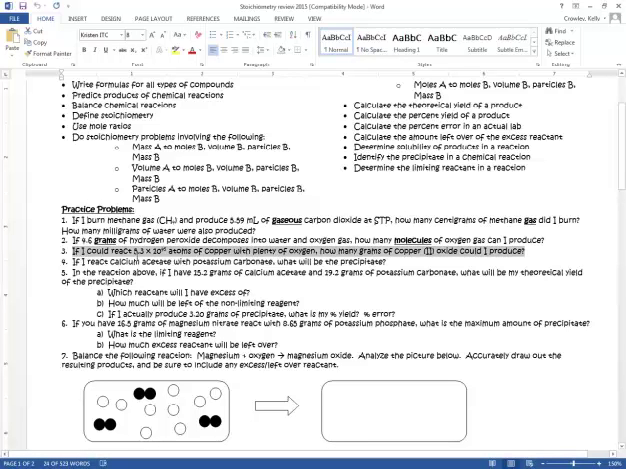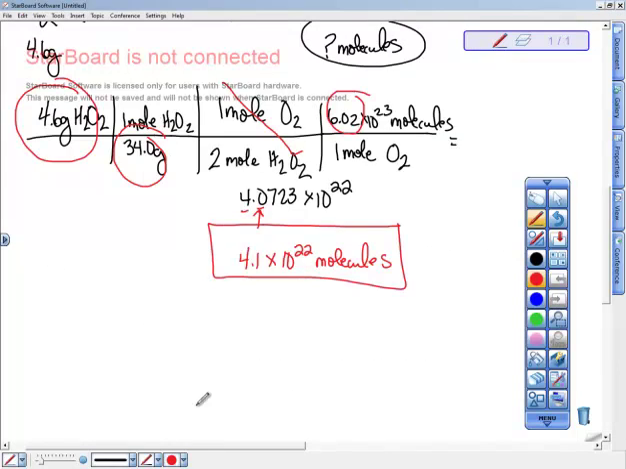Alright, if I could react 5.3 times 10 to the 45th atoms of copper with plenty of oxygen, how many grams of copper 2 oxide could I produce? Alright, in order to do this, we kind of need to start with the balanced reaction. Always start with that balanced reaction.